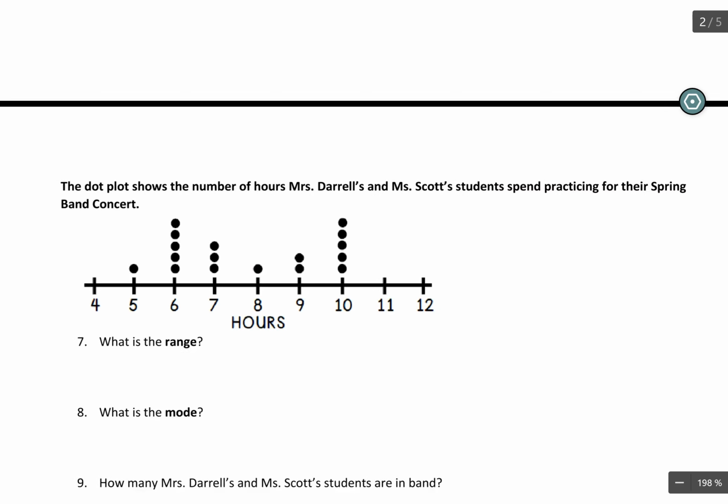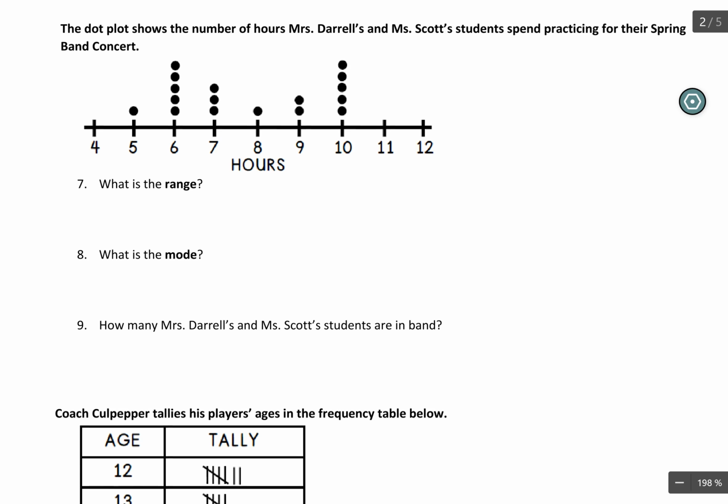Moving on to question number 7, I have the dot plot that shows the number of hours Mrs. Darrell and Mrs. Scott's students spend practicing for their spring band concert. So we're looking for the range. Well, my range is my maximum minus my minimum. So I don't have anything in 12, nothing in 11, nothing in 4. So if I were to read these data, it would be 5, 6, 6, 6, 6, 6, 7, 7, 7, 8, 9, 9, 10, 10, 10, 10, 10.